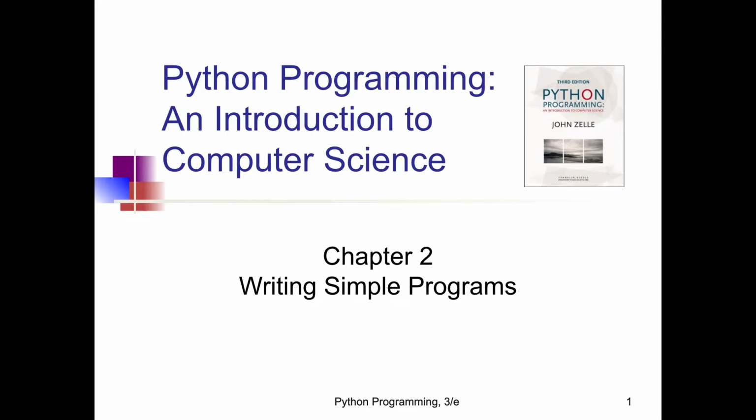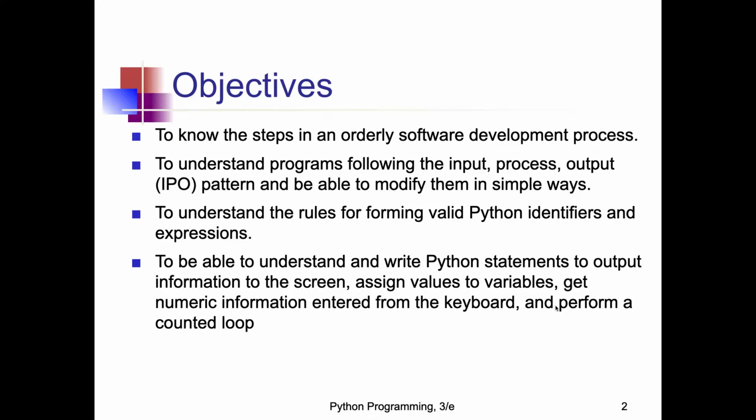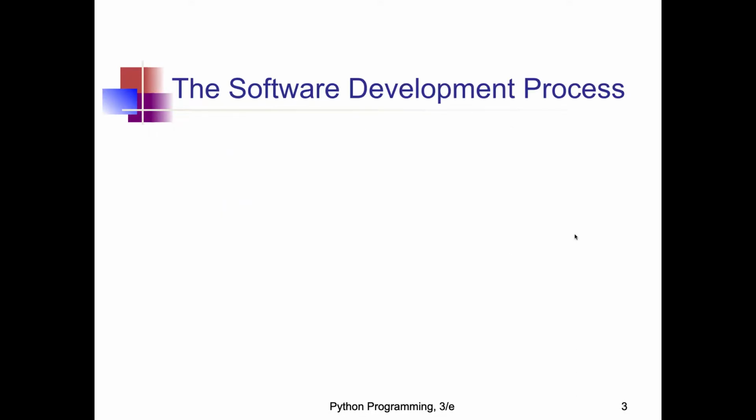Chapter 2 of Python programming. We're gonna learn about writing simple programs. So a few things we're gonna focus on this week: number one, we're gonna talk about the software development process, and then we're gonna talk about the IPO, or short for input, process, and output steps. And later we're going to talk about Python identifiers and expressions. While talking about this, we're going to work on some practical Python examples.